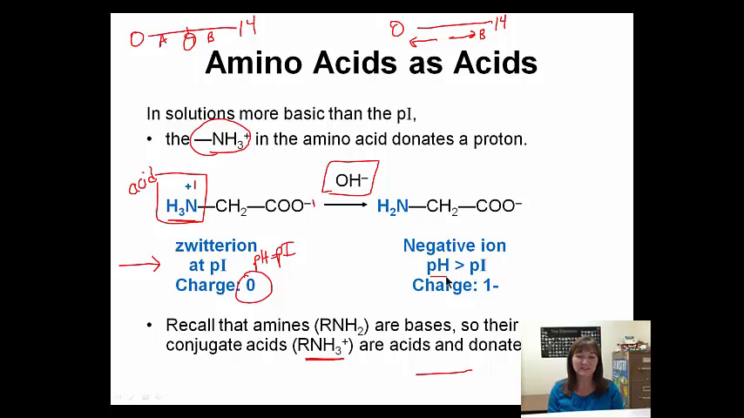When the pH is greater than the pI, your net charge is going to end up being -1. Because remember, when you put your Zwitterion in a basic solution, it loses the H+. That brings us down to just NH2 without that positive sign. So the net charge is going to be -1 because of this negative sign, which is not offset anymore by the positive.